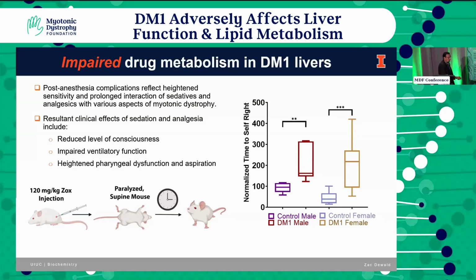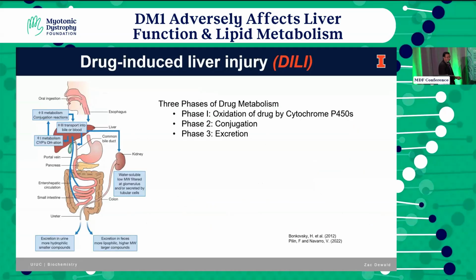Now, like I said earlier, one of the major tasks of the liver is to do xenobiotic metabolism. And there are 3 phases of drug metabolism. There is phase 1, where you oxidize the drug by using those cytochrome P450 enzymes. Then you can do conjugation, where you add some polar groups onto xenobiotics, including drugs, and that helps to excrete those from the system.